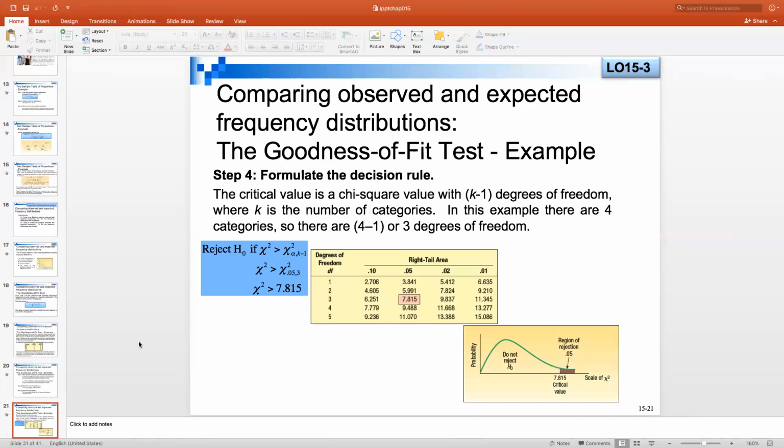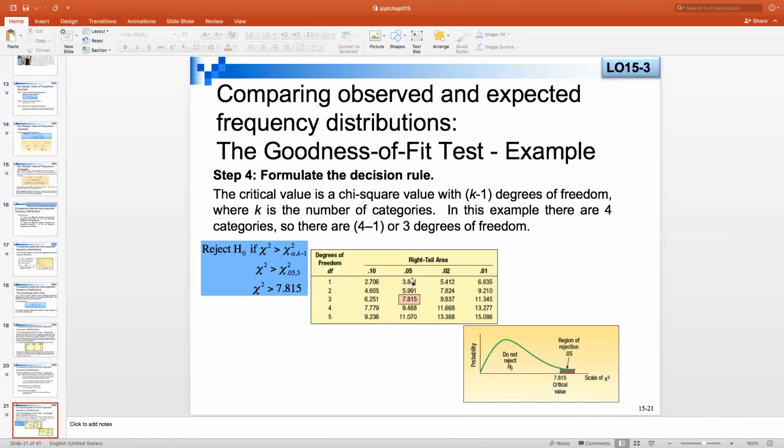Okay, so the decision rule is going to come from the following. We are going to reject H0 if our computed chi-squared is greater than our critical chi-squared. I have some good news for you. The critical chi-squared is very easy to get. A, there is a table in the back of the book for it. And B, there's an Excel function. Okay, so we're looking for 7.815.